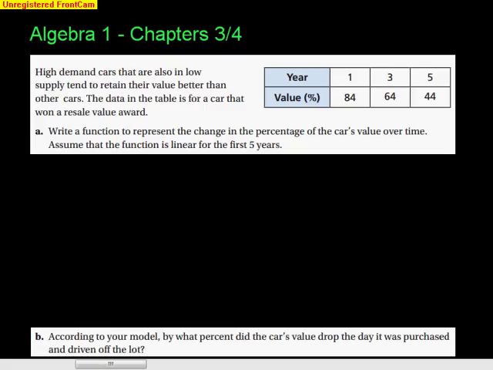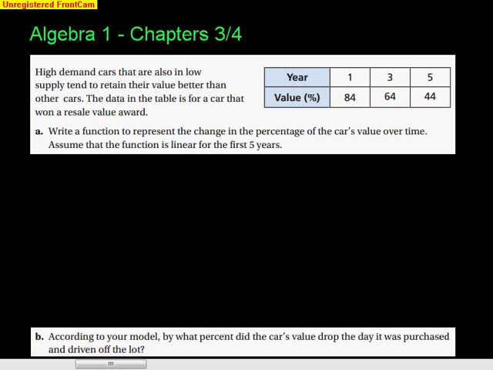High demand cars that are also in low supply tend to retain their value better than other cars. The data in the table is for a car that won a resale value award. It shows the year and what percent of its value it still has. Write a function to represent the change in the percentage of the car's value over time. Assume that the function is linear.